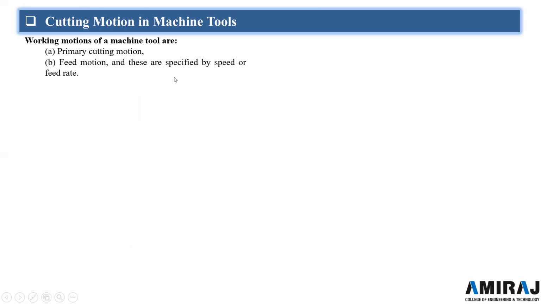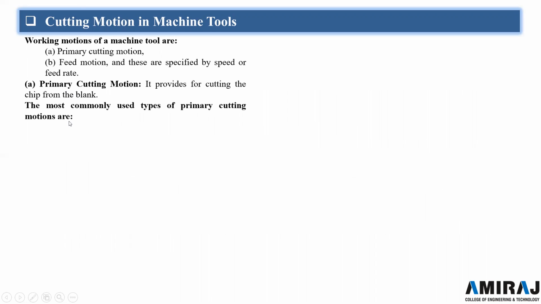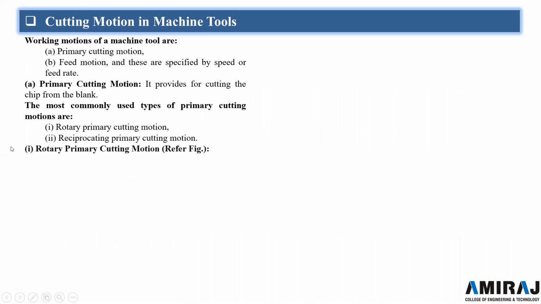Now the working motions of machine tools are the primary cutting motion, as I discussed, and the feed motion, which is called the speed or feed rate. The primary cutting motion provides for the cutting tool the cutting chip from the blank. The most commonly used types of primary cutting motions are rotary primary cutting motions and reciprocating cutting motions.